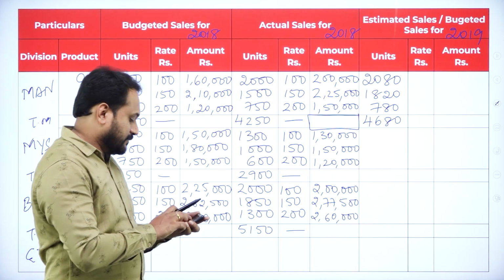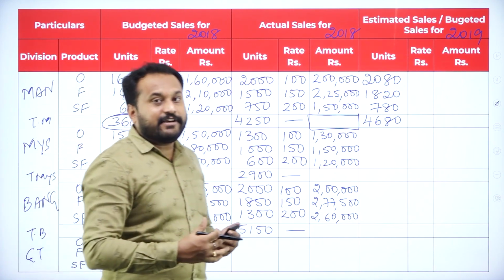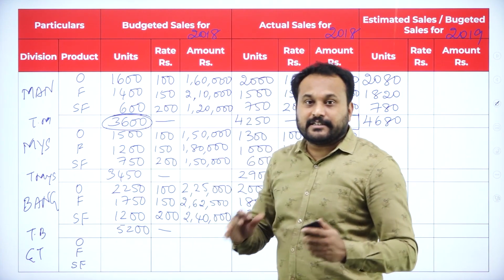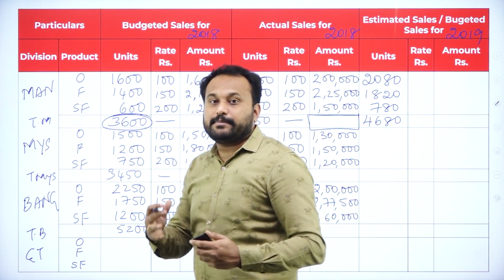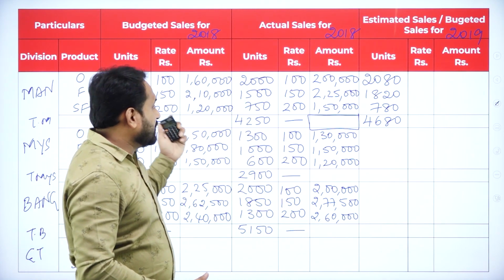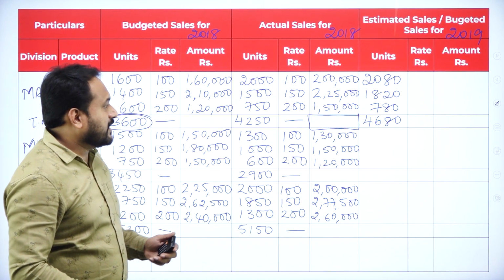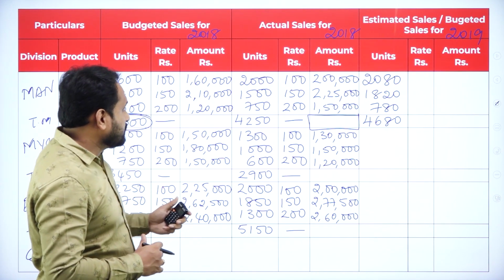Just to verify, 3,600. All the varieties are increasing by 30%. So 3,600, just a verification. 3,600 into 30% increase, that is 1,080. Now 1,080 plus 3,600 is your 4,680. That is what you will actually get. Let's go with the next one.